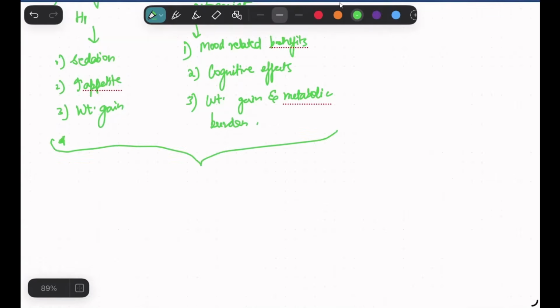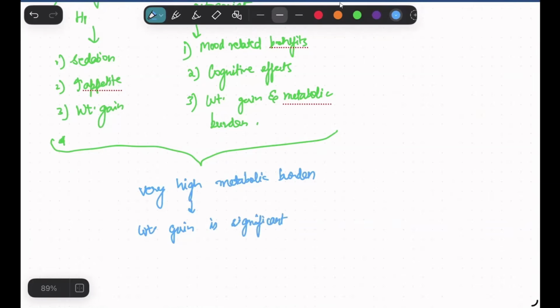Because of these two receptors, it is important to know that clozapine has a very high metabolic burden, and because of this, weight gain is significant in case of clozapine. Clear?